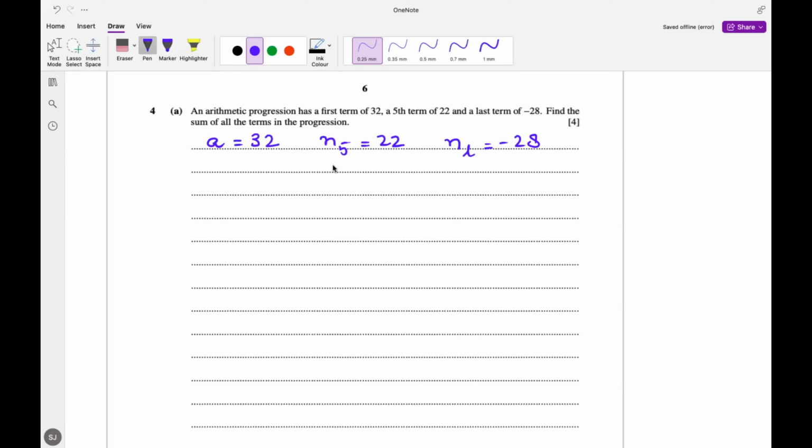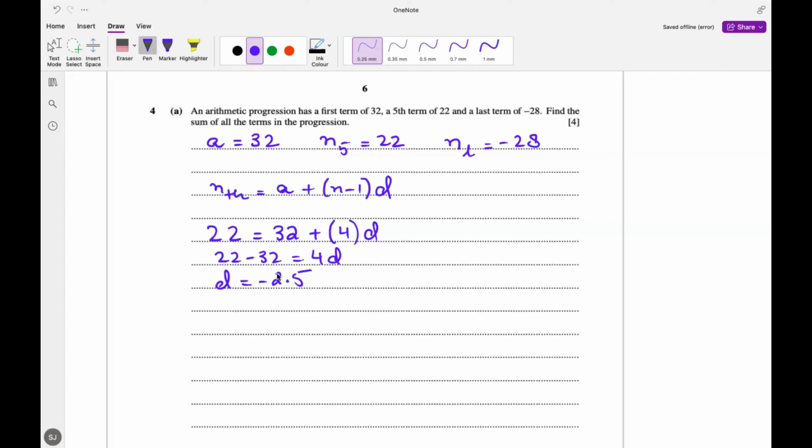Now, the way to solve these types of questions is that if we have to find the sum, we need to know the number of terms in this progression. Using the information that the fifth term is 22, we know that the formula for the nth term is a plus n minus 1 into d. Given that the fifth term is 22, we can write 22 equals 32 plus 5 minus 1, which is 4, into d. Using this, we can find the value of d, which will be 22 minus 32 equals 4d. So d will be minus 10 upon 4, which is minus 2.5.